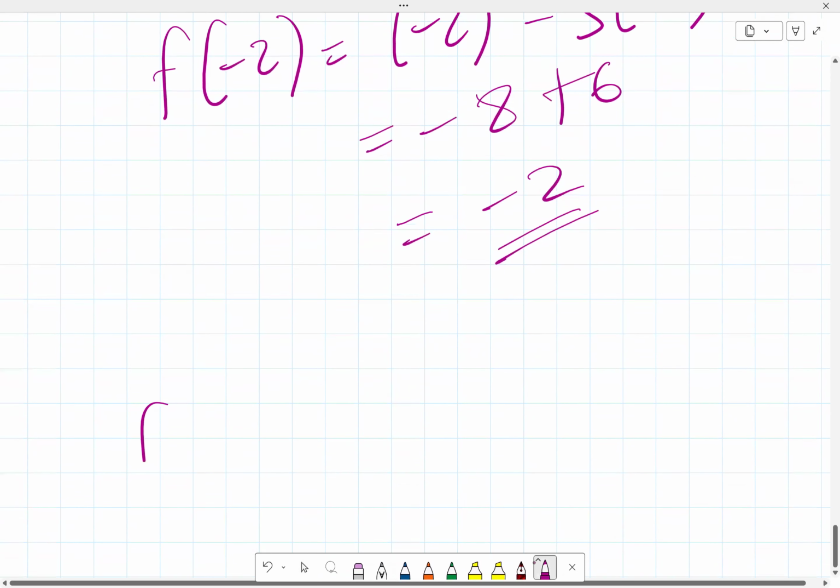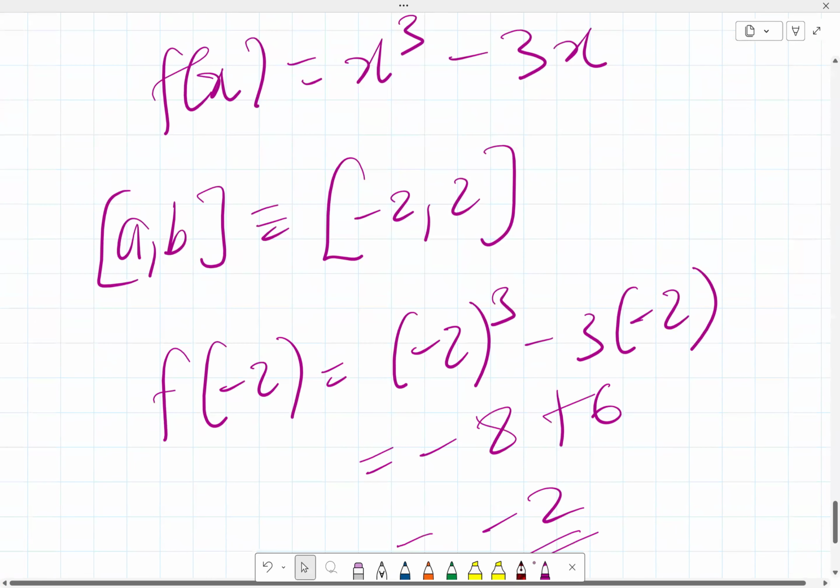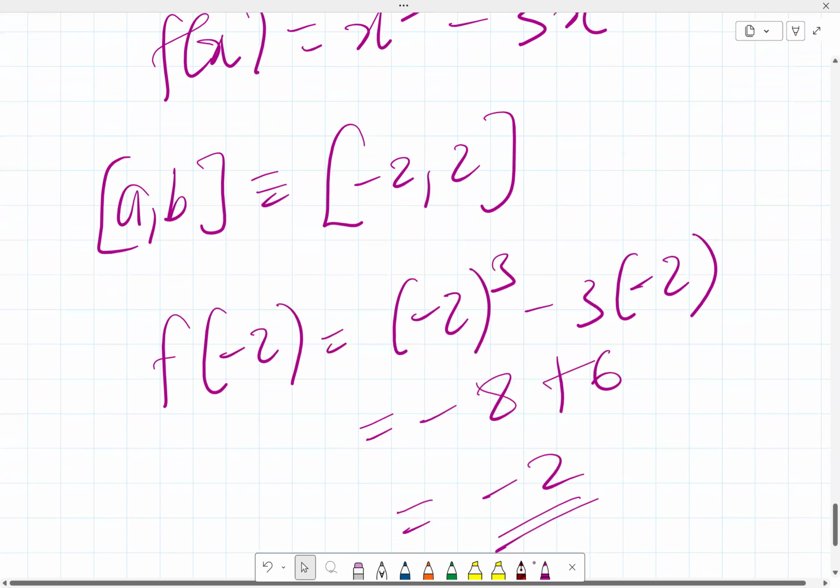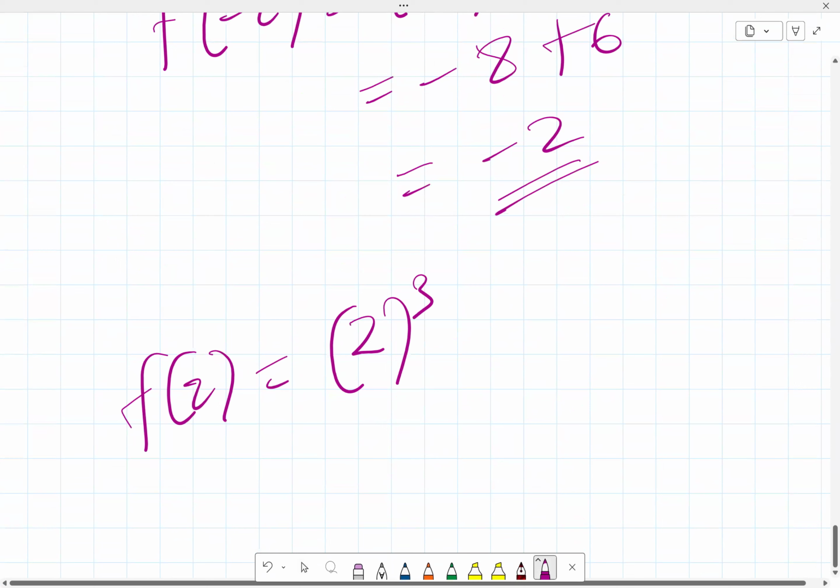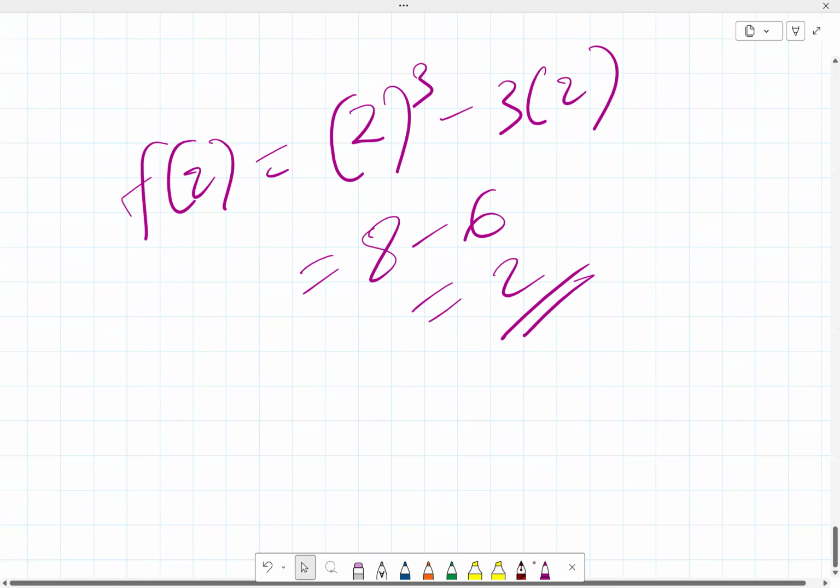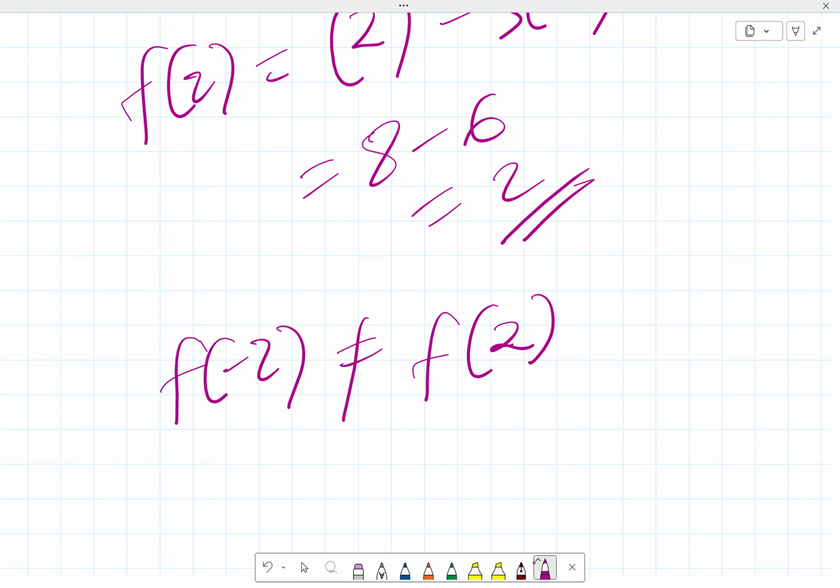And then we have f of 2. So f of 2 is 2 raised to 3 minus 3 into 2. So that is 8 minus 6, and that is equal to 2. So obviously, f of minus 2 is not equal to f of 2. So it means that the rule breaks down in that situation.